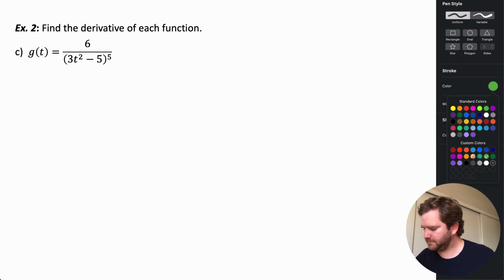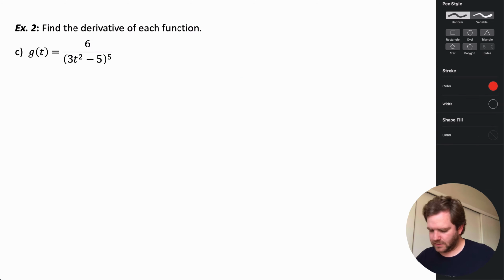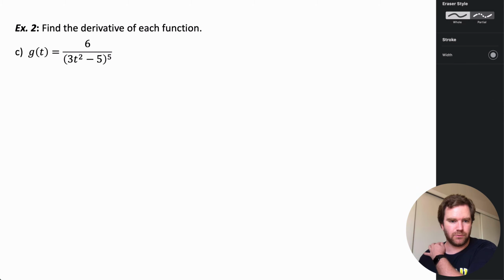Part C. In this example, we want to find the derivative of this function. Again, we're going to use the chain rule.